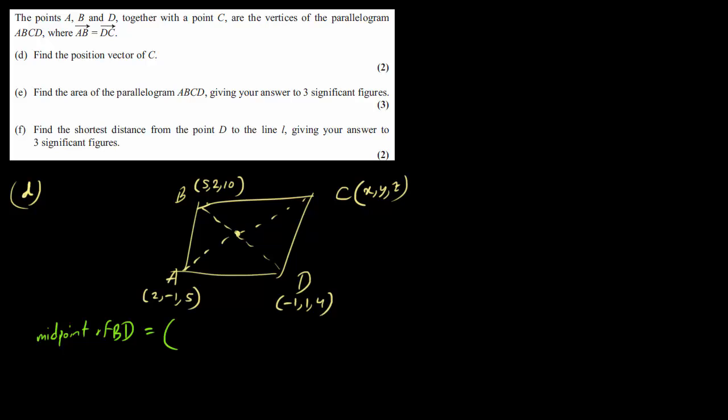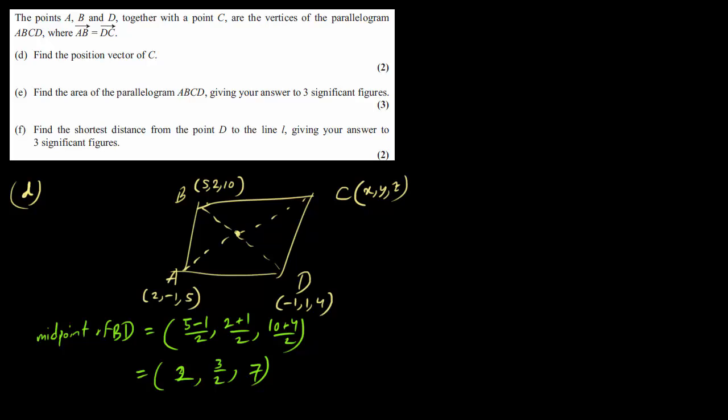equals x1 plus x2 by 2. This is from the C1 rule for midpoint. So x1 plus x2 by 2, then y1 plus y2 by 2. And this is an additional one, z: z1 plus z2 by 2. This turns out to be 4 by 2 is 2, 3 by 2 is 3 by 2, and 14 by 2 is 7. So we found the midpoint of BD.